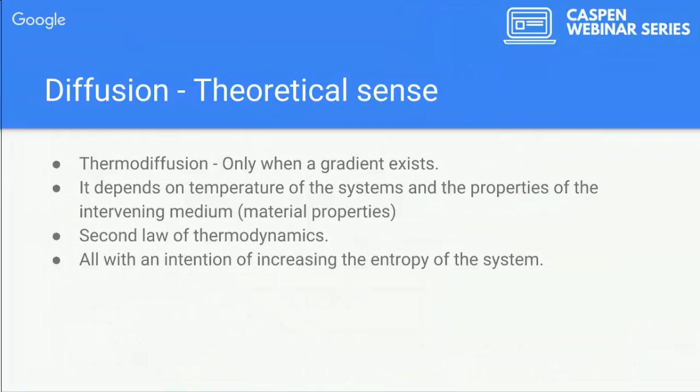It could either be temperature, or any particle, or it could also be electromagnetic. So in this case, we will focus only on the thermal aspect of it. So when you look at temperature, it depends on two factors. One is how much the gradient is, and the next is what is the intervening medium between these two points. So it depends on the gradient as well as the property of the intervening medium.